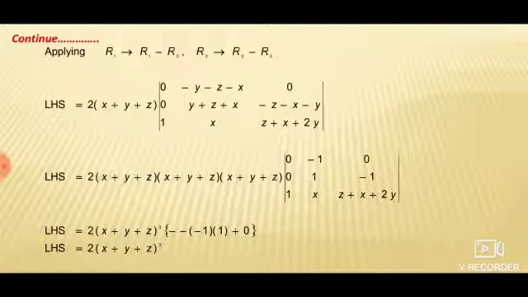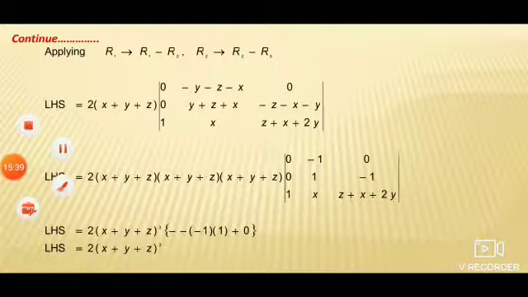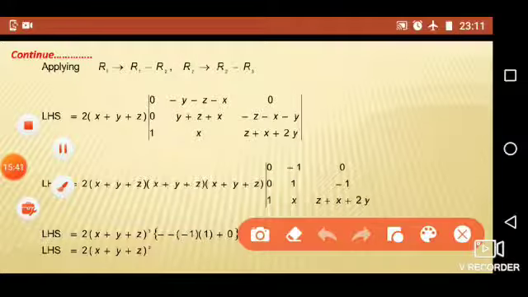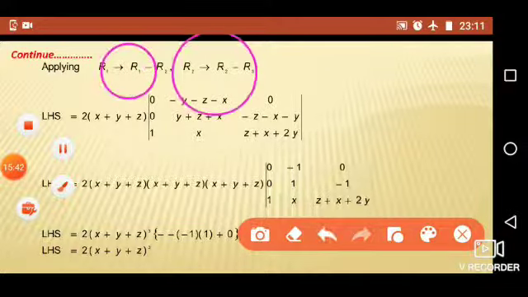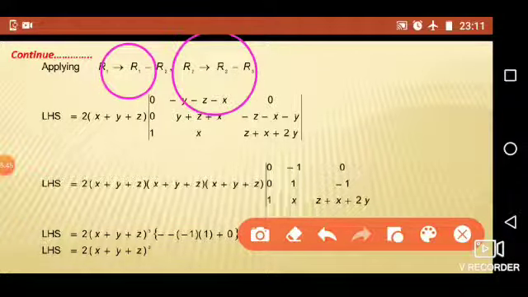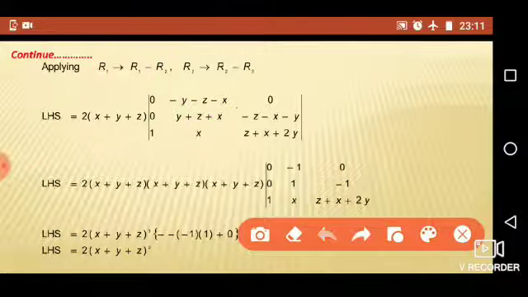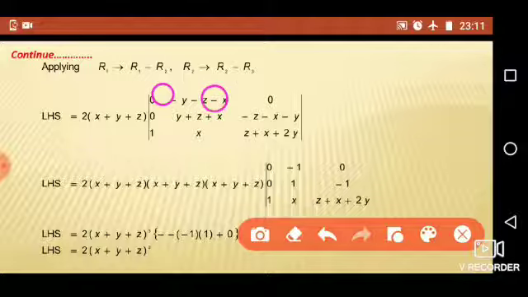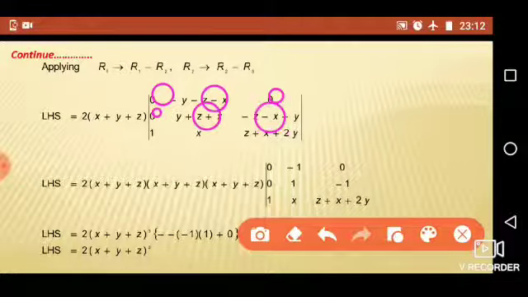Now since there is 1 1 1 in the first column, it is better to apply the row operation. Therefore R1 changes to R1 minus R2 and R2 changes to R2 minus R3. We subtract the corresponding elements of the first row and second row first. Then we have 0, x minus y minus z minus x, and again 0. R2 also changes to R2 minus R3. We will get 0, y plus z plus x, and minus z minus x minus y.